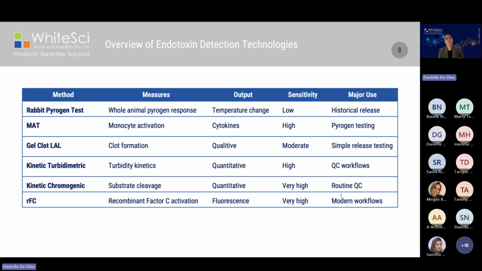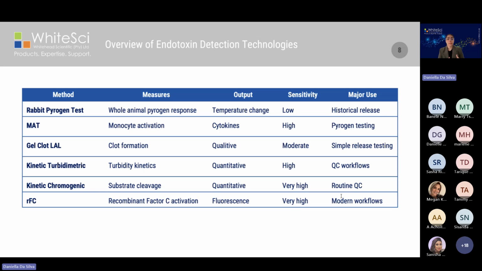There are multiple technologies available for endotoxin and pyrogen testing, and each of these measures a slightly different biological response. Historically, we had the rabbit pyrogen test, which evaluated whole animal responses to pyrogen exposure. However, this test has now been systematically phased out. More recently, we have the monocyte activation tests, or MAT assays, which provide an in vitro approach that measures cytokine production.